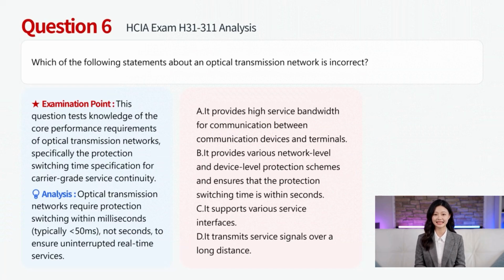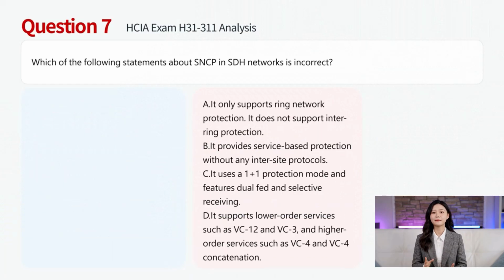To achieve millisecond-level switching, optical transmission networks use technologies such as pre-computed backup paths, hardware-level fast switching, and dedicated overhead bytes, such as K1/K2 bytes in SDH, to transmit switching signaling. Therefore, this question chooses B.